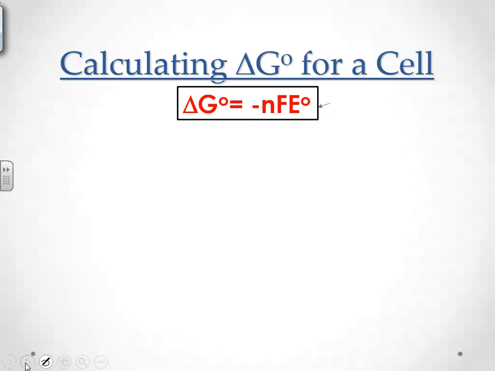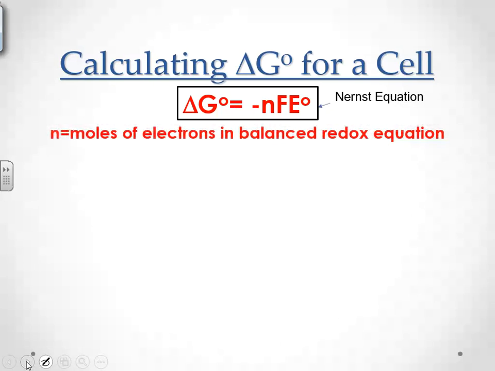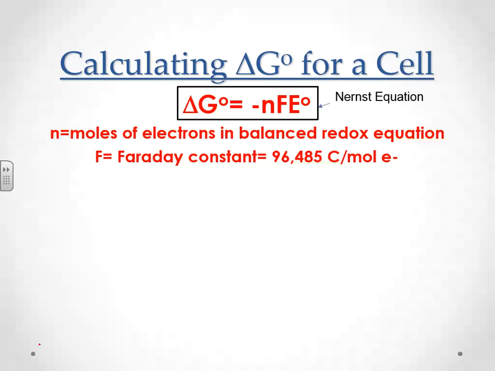Now, the way that we calculate delta G for these electrochemical cells is we use the formula delta G at standard conditions is equal to negative n F E, where n stands for your moles of electrons, F is Faraday's constant, and here's your cell potential that we just looked at on the last example. This is known as the Nernst equation. n stands for the moles of electrons in the balanced redox equation. F stands for Faraday's constant, and this is always a constant, 96,485 coulombs per mole of electrons. That's a coulomb. That's not a temperature in Celsius. That's coulombs per mole of electrons.